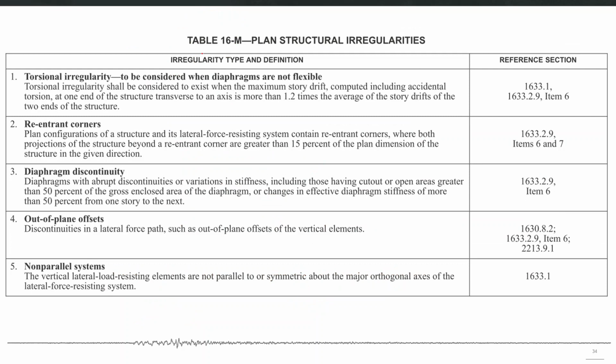Similarly, in Table 16M, you have the plan structural irregularities, and the most common one is the torsional irregularity. So these are the irregularities in plan. If the distribution of mass and stiffness is such that the lateral force will produce significant torsional moments in the structure about the vertical axis, in that case the structure is supposed to have the torsional irregularity.